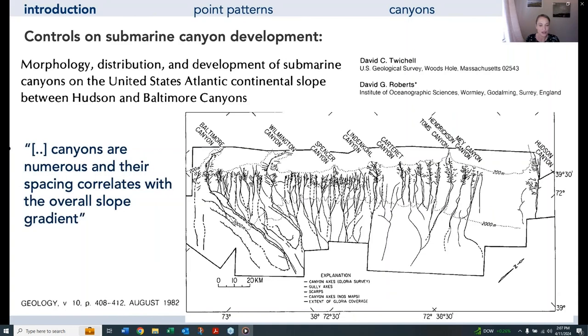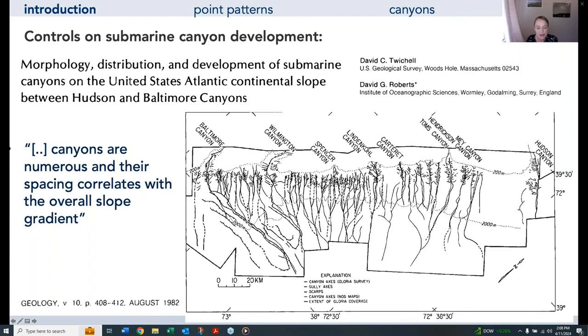Now, I was reading this classic paper again a few years ago by Twichell and Roberts, and they looked at the east coast of the United States and several canyons in here, and they state that canyons are numerous and that spacing correlates with the overall slope gradient. You can sort of see this relationship in their figure here, where we have the 200 meter and 2000 meter contour lines, and when these converge, then slope becomes steeper and there are more canyons.